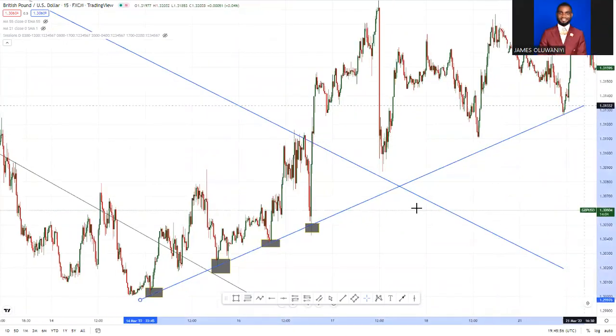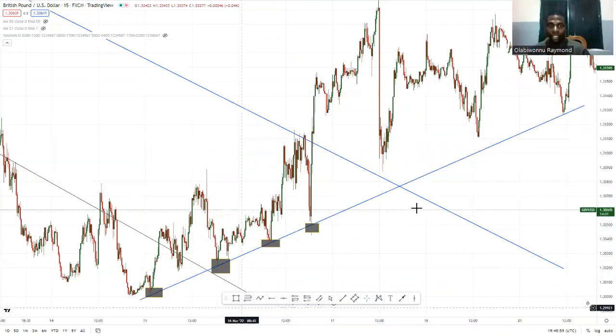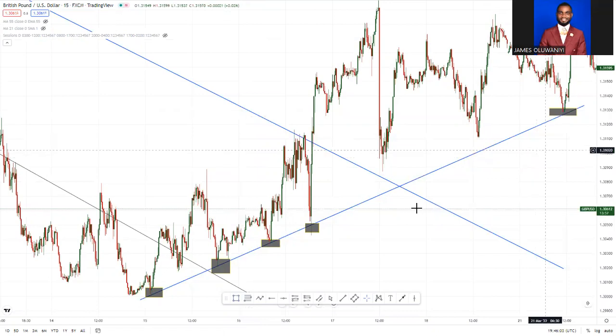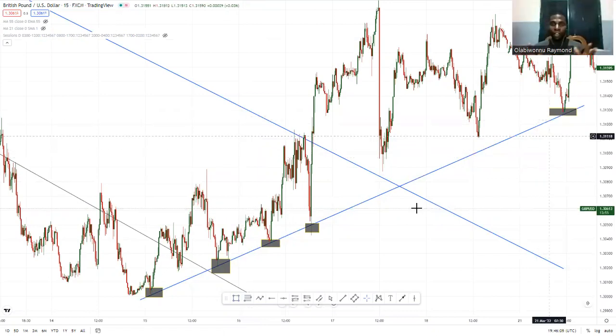See what happened here. You see what happened here. Once the market came back and touched this line, what will you do? You shoot, you go for long, you go long. There are many factors you look at before going long, actually, but just get this basic knowledge of trend line.